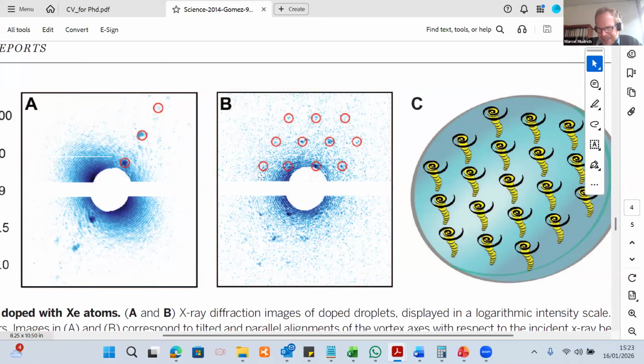And I mean, this was actually a little bit cheated, because it's actually not the pure helium vortices that were imaged. Helium has such a small index of refraction that the contrast would be too low to actually visualize these vortex lines.